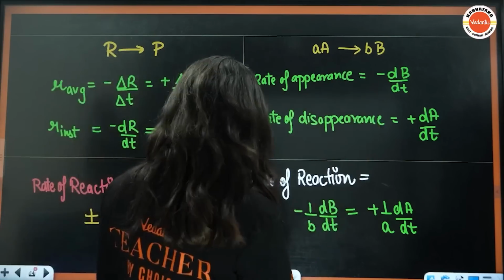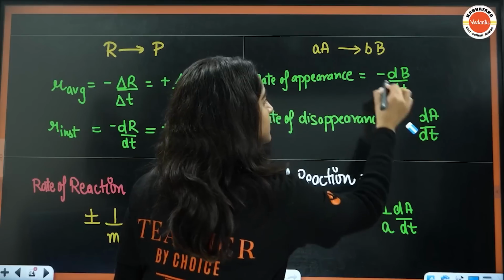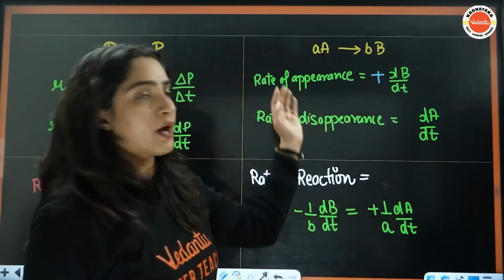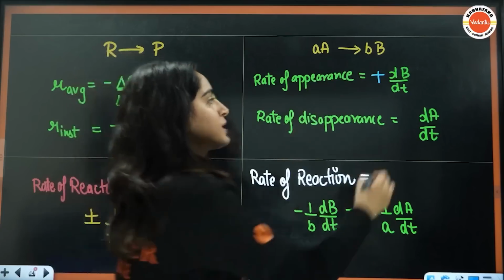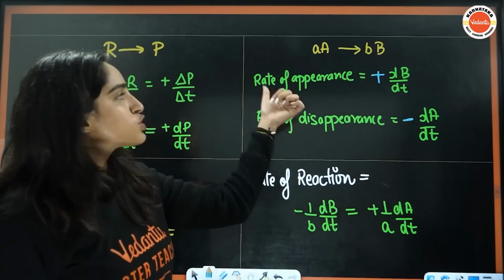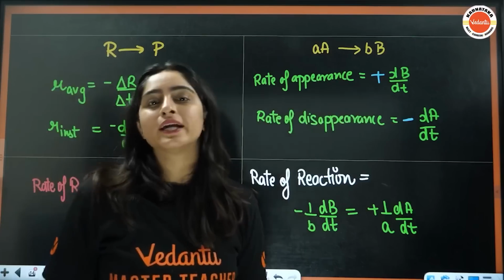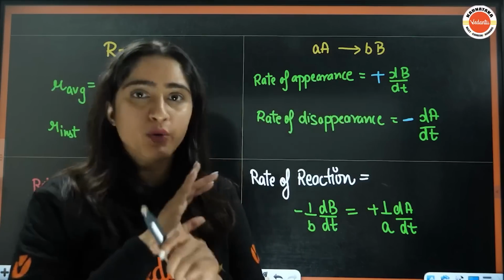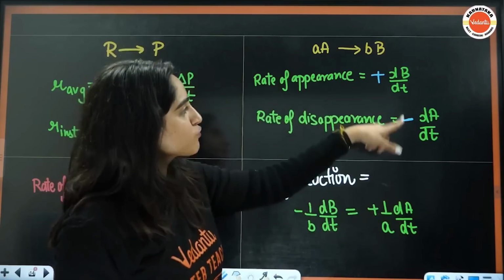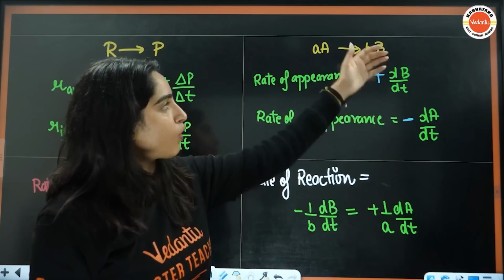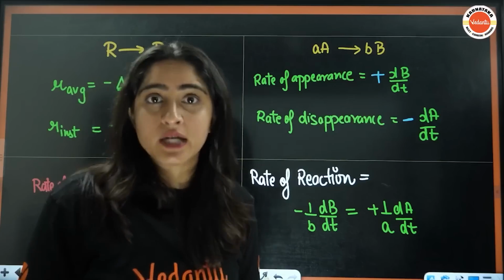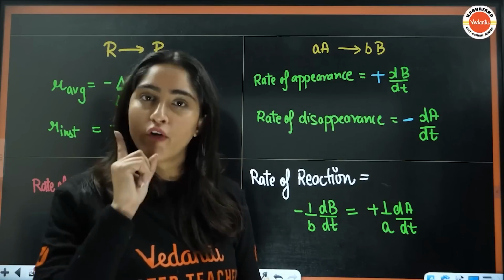This should be positive here, okay, because it is appearing, no? So appearance means it is positive, disappearance means that should be negative. So here it will be negative, right? So for calculating the rate of appearance or disappearance, you need not divide that with any moles. Here I have not divided that with 1 by a or 1 by b. But the rate of reaction is always calculated for 1 mole.